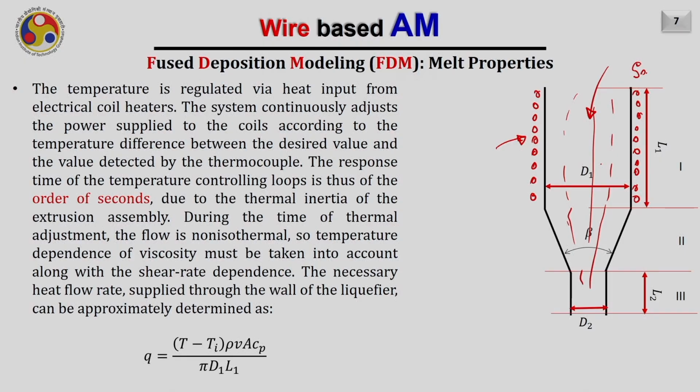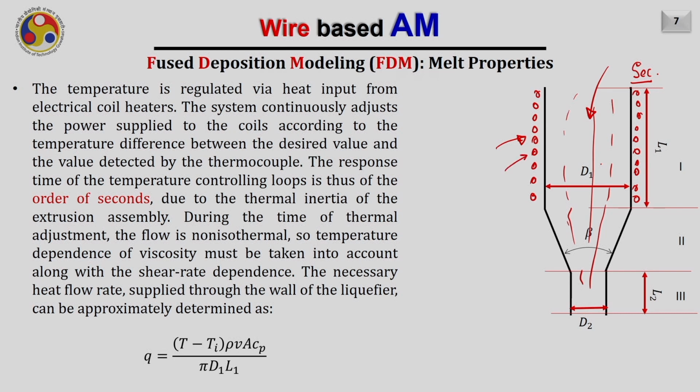So due to the delay which comes from the thermocouple reading that gives feedback to the heater, the delay is typically of the range of a second. During this delay, the flow will not have the same temperature in the liquefier. Therefore, we cannot consider the isothermal conditions which we assumed earlier. However, we will try to give the heat as soon as possible so that we can maintain this temperature. So during the time of thermal adjustment, the flow is non-isothermal, so the temperature dependence of the viscosity must be taken into account along with the shear rate dependency.